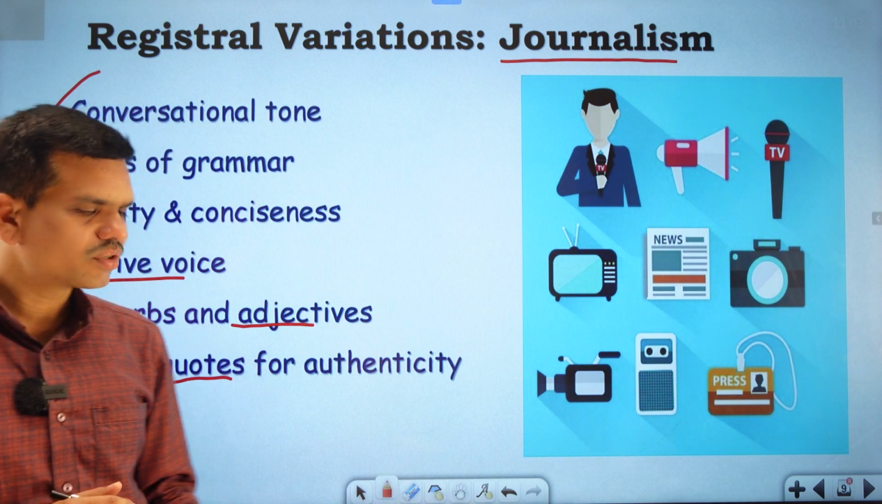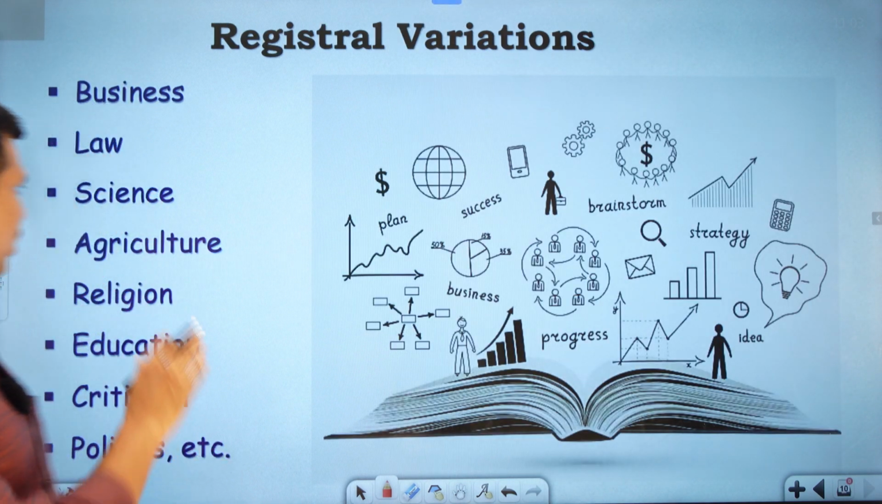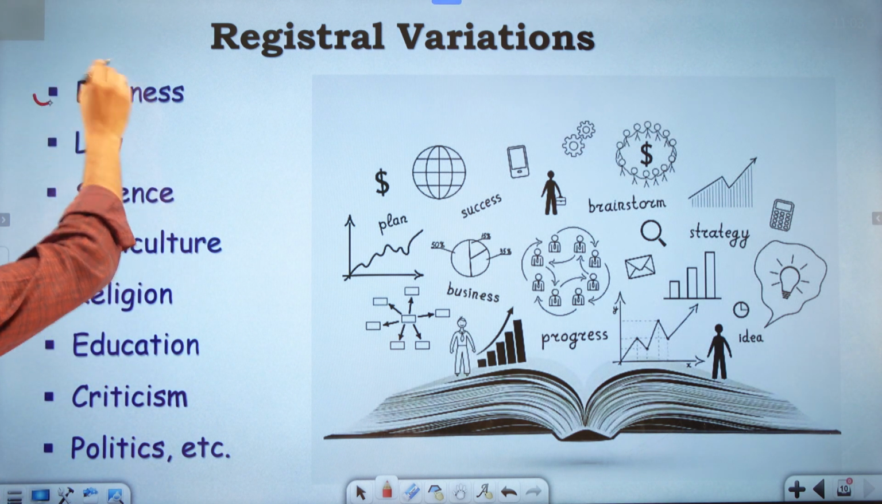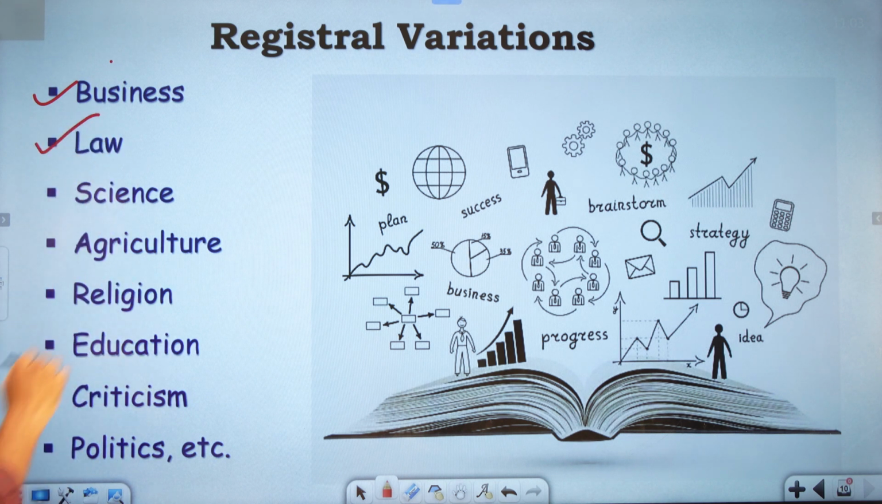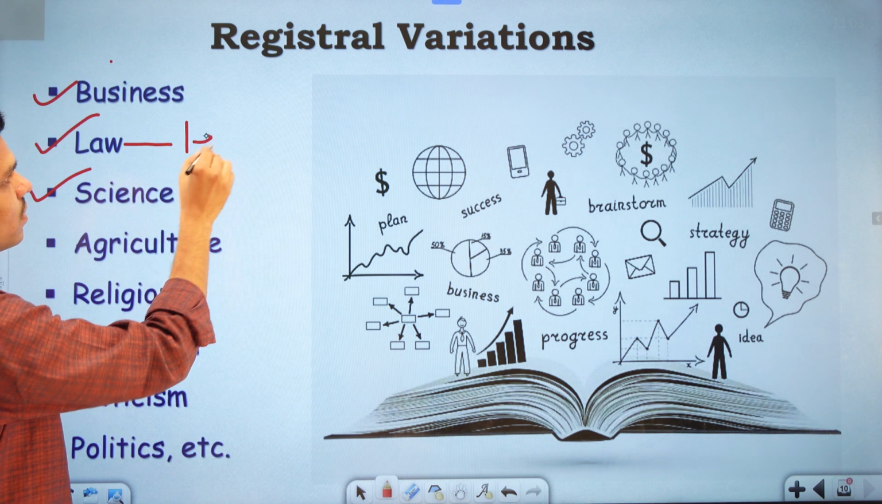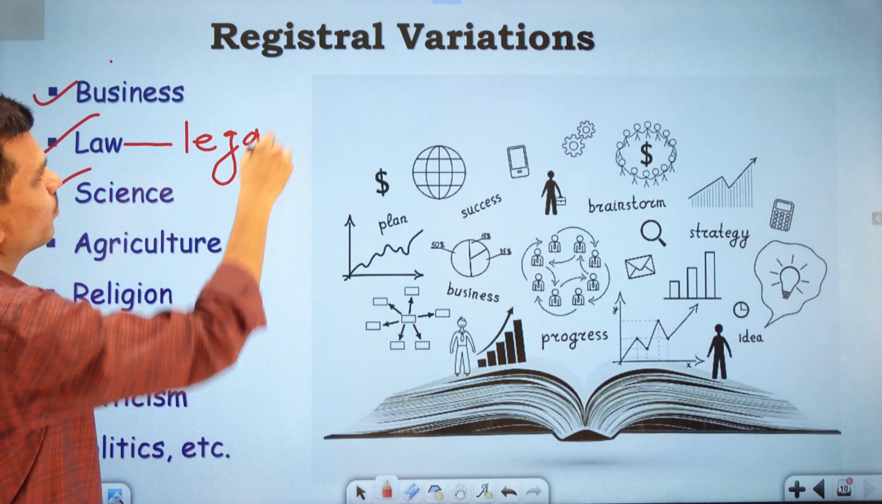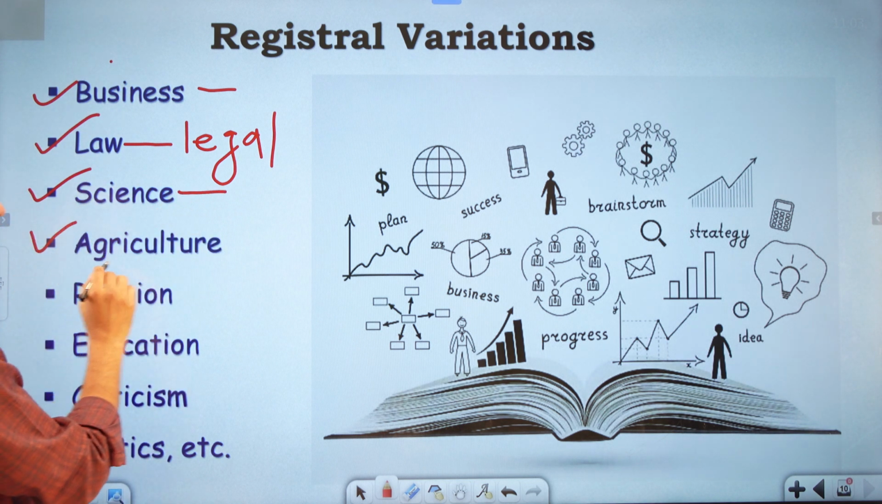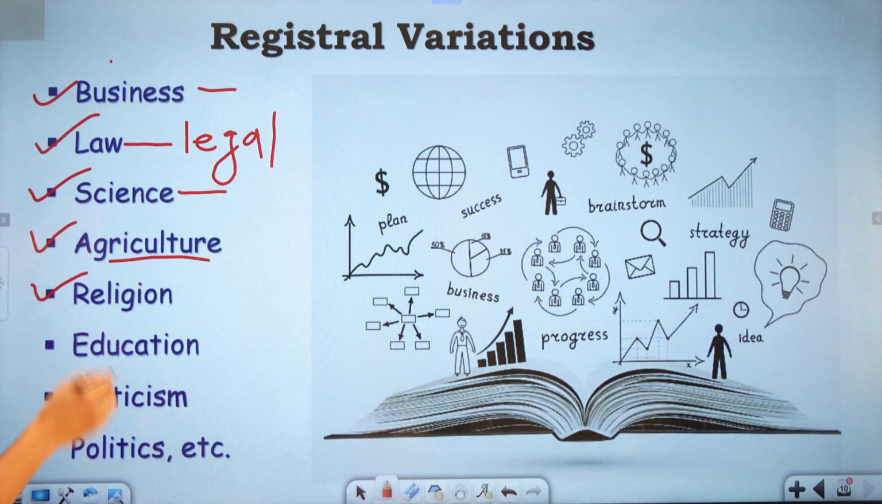Now there are so many fields or sectors where the register is used. Here we have the example of business, then we have law, then we have science. The language used in law is legal language. Then we have business language, we have the language of science and technology, we have the language of agriculture, we have a very particular register used in religion, or religious register, we have again education, where a very different kind of register is used. Then we have criticism or literature.